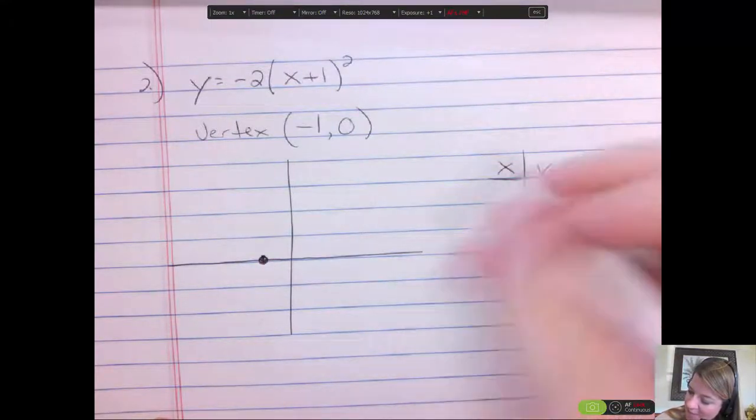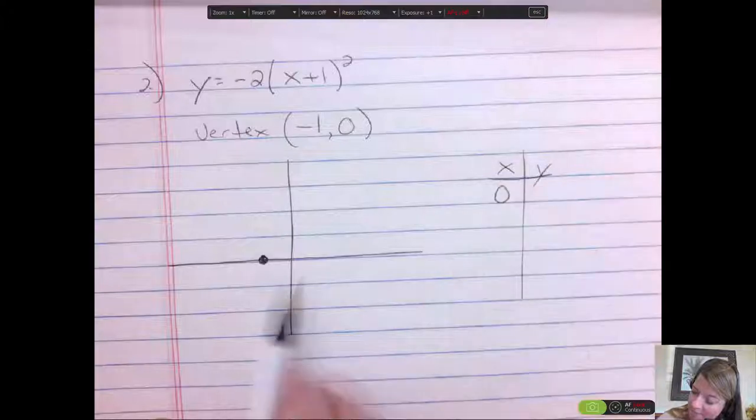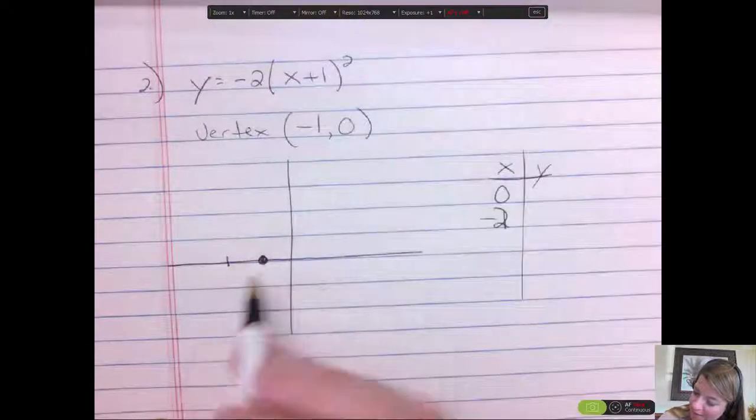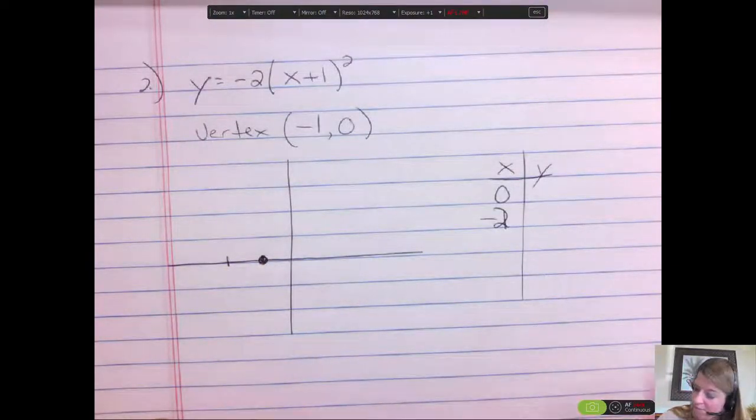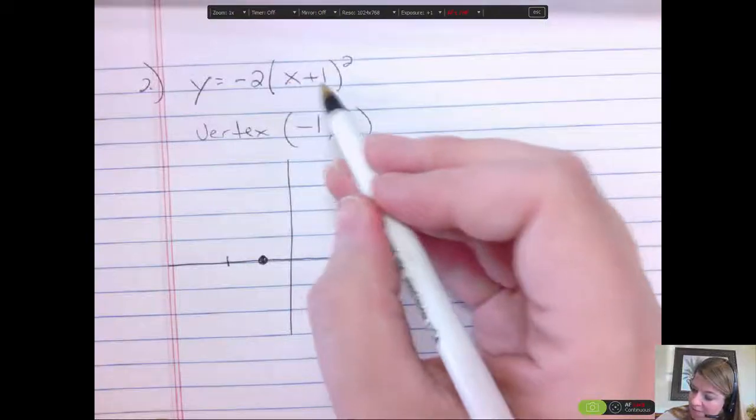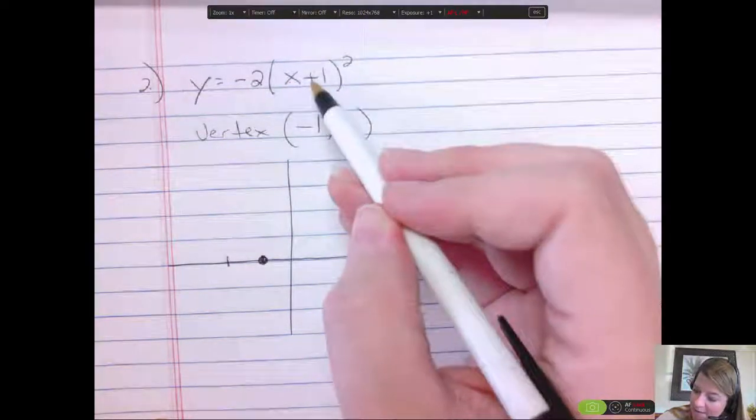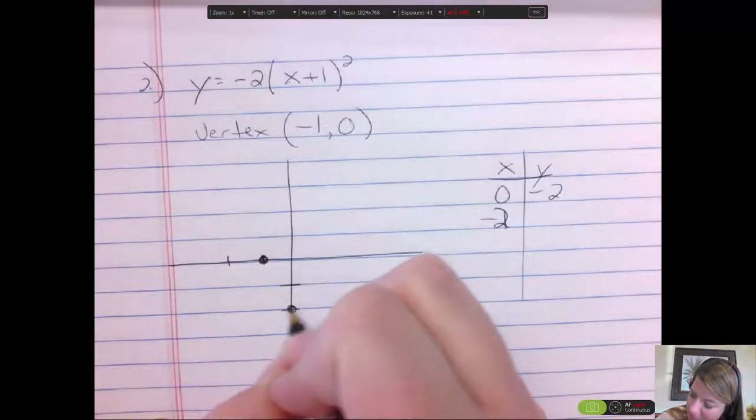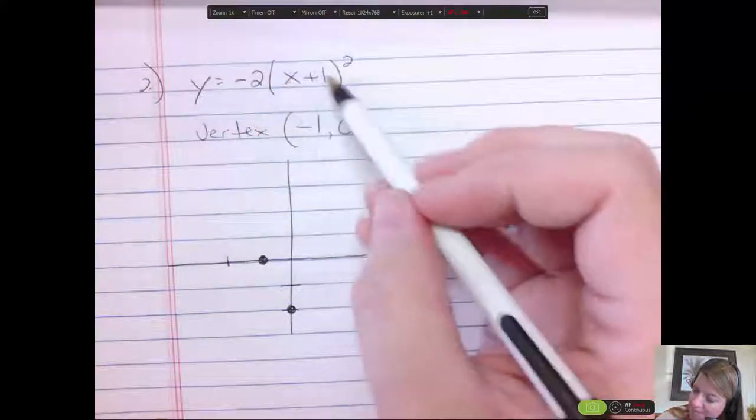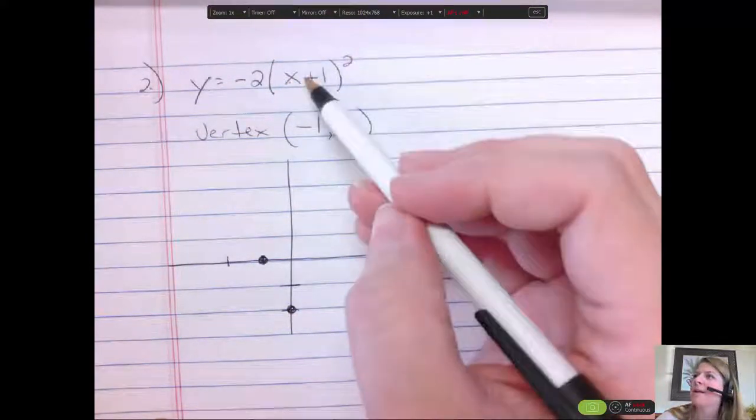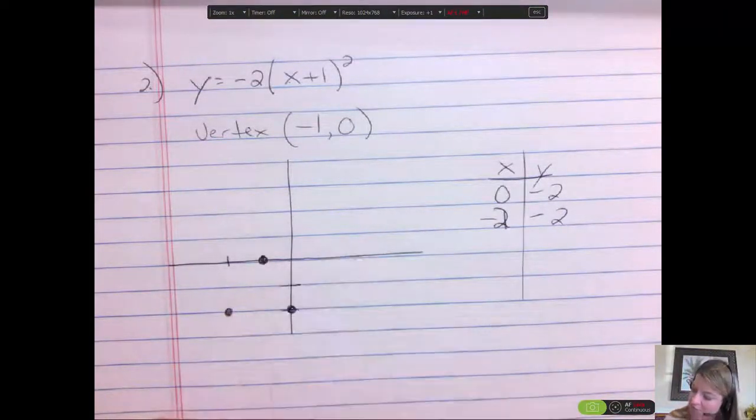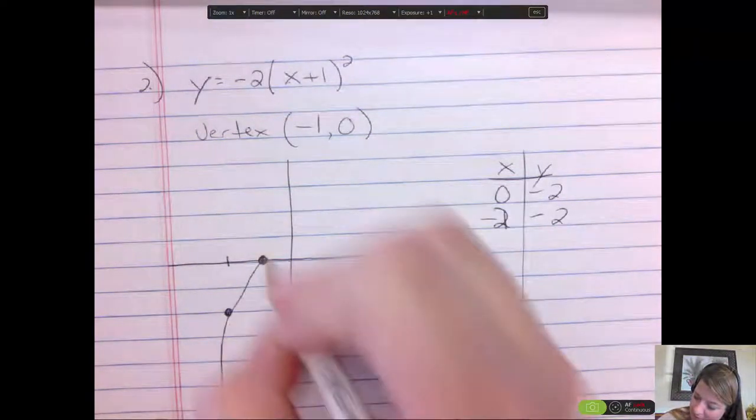So at x, let's put in 0 maybe, because we need something on this side and something on this side. So maybe we'll use 0 and -2. -1's here, so -2. Okay, so 0 plus 1 is 1. 1 squared is 1. 1 times -2 is -2. So at 0, we're at -2. And at -2, -2 plus 1 is -1. -1 squared is 1. 1 times -2 again is -2. So at -2, we're also at -2. And so our graph looks like this.